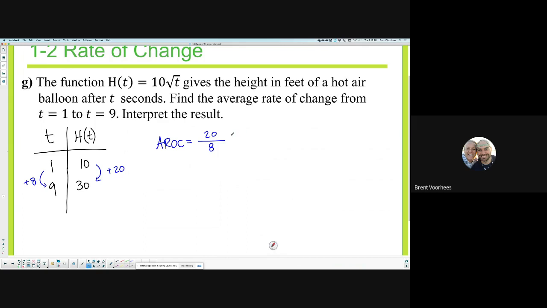Yeah. What number goes into both 20 and 8? 2 does, but 4 is bigger and does. 4 goes into 20 how many times? And 4 goes into 8 how many times? 2 times, or you could say 2.5. Here's what that means. On average, so that's an average rate of change.